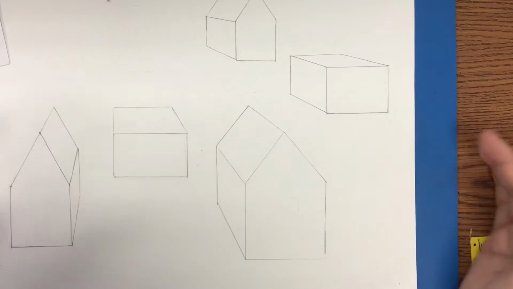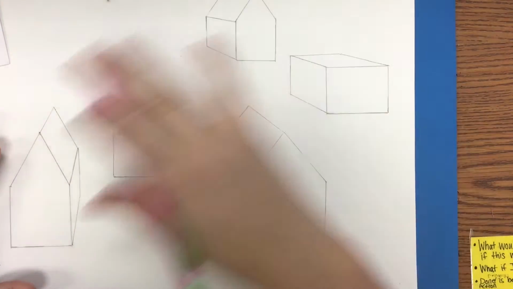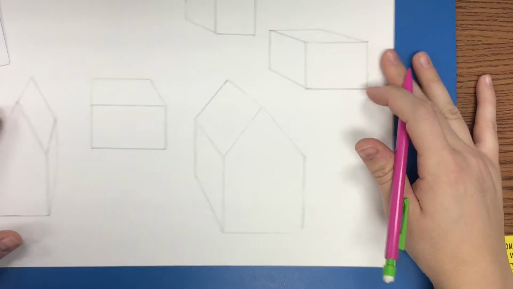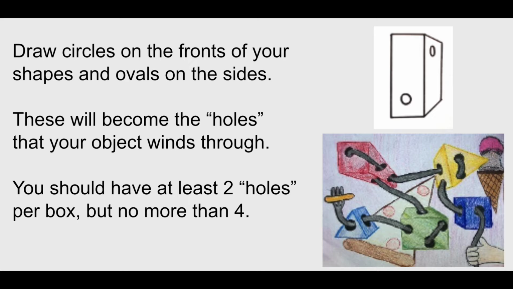Right, for our next step, we are going to draw the openings on our shapes that our object is going to wind through. Now, when you go to draw your openings, you want to draw circles on the fronts of your geometric forms and ovals on the sides. This helps to create that illusion of depth. You want to use these circles and ovals as the holes that your object will wind through as it goes through all the geometric forms.